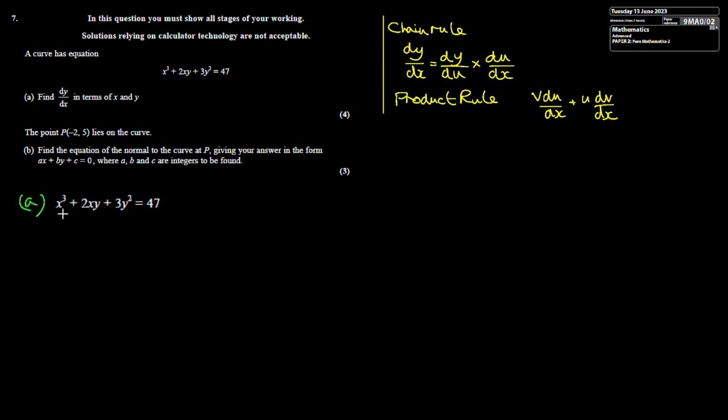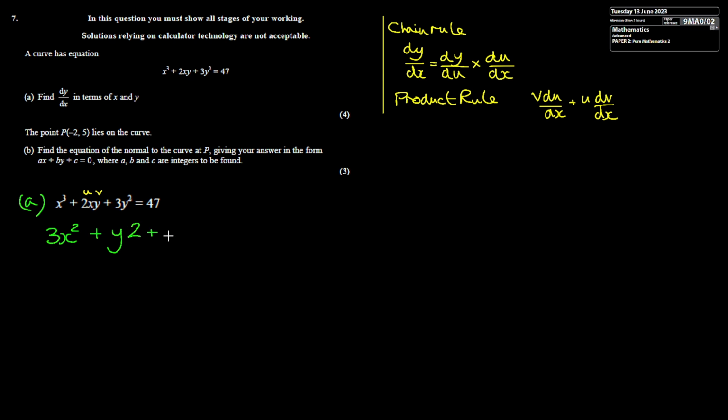So first term, easy enough. Bring the power down, reduce it by 1, we get 3x squared. Now 2xy is a product, so we're going to have to employ the product rule. Let's say y is v and u is 2x. So we first of all write down v, which is just y, and we differentiate 2x with respect to x, and as x is the normal one, we can just differentiate that to 2.